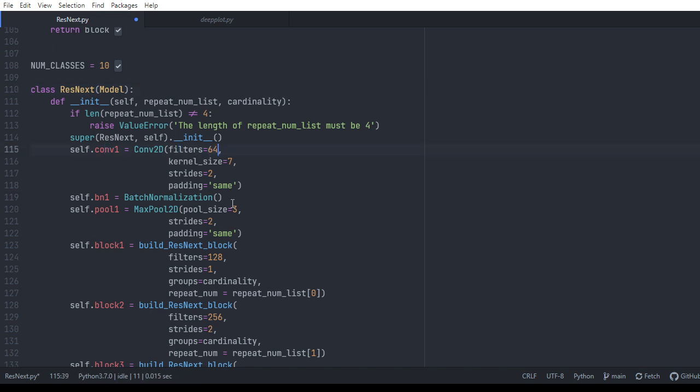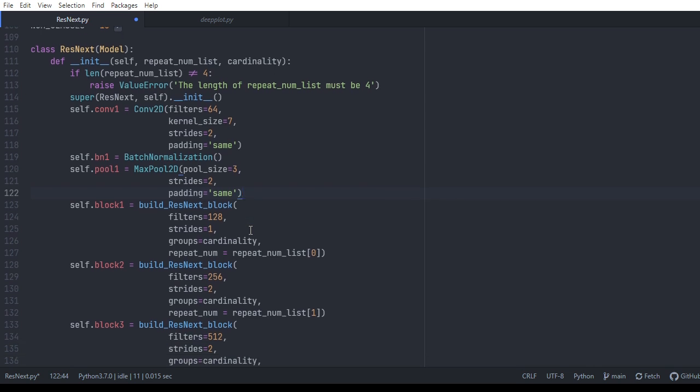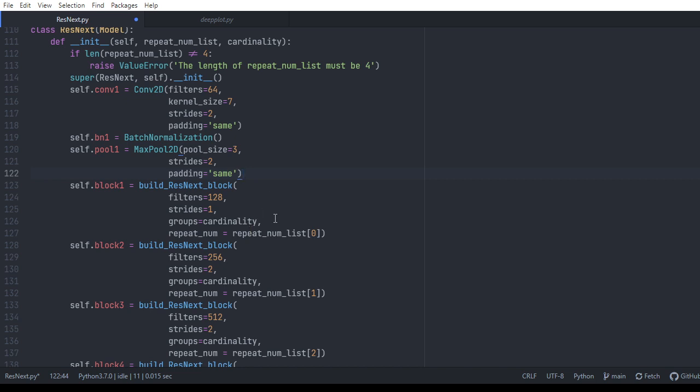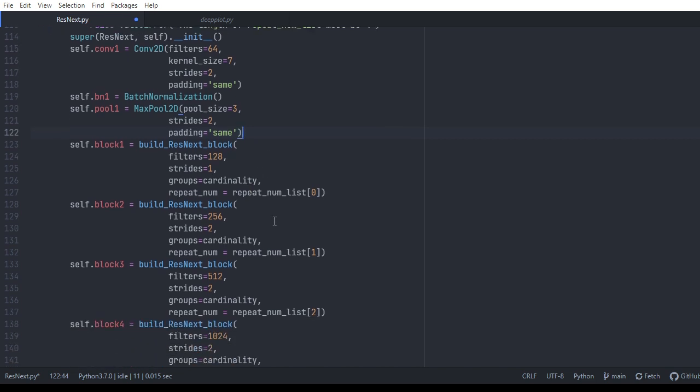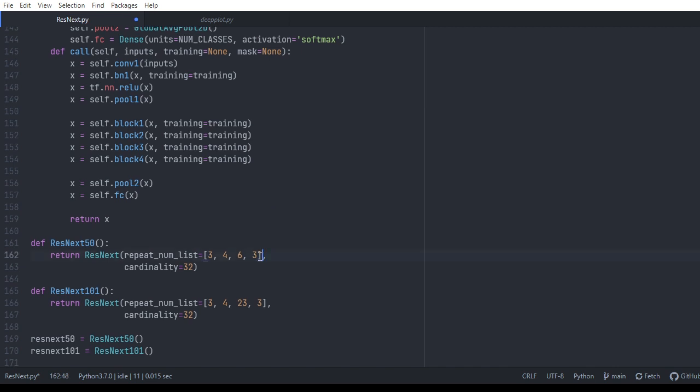Here we see that, as I had said earlier, the input is a convolution filter 64. Then after that we have a batch normalization and then a max pooling before we start the operation of the ResNext bottlenecks. So we see that in the first scenario, if we pass ResNext 50, we'll have 3 4 6 3.